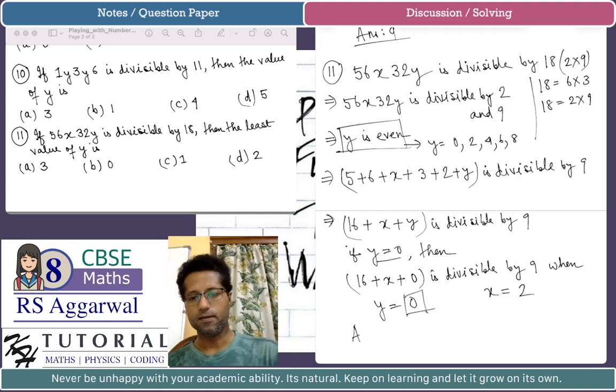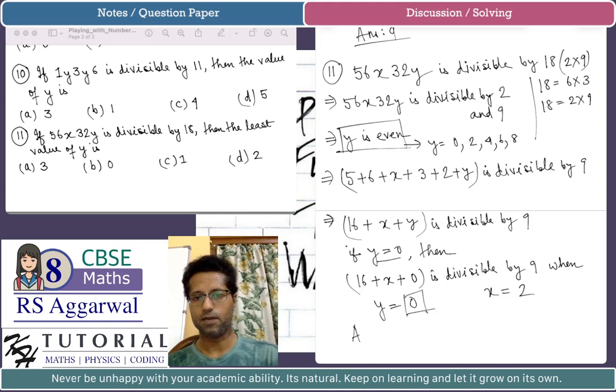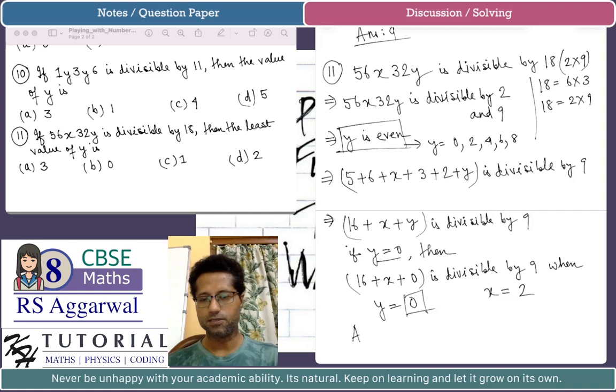And we can see that if we consider y equal to 0, we have found that y has to be even, because the given number has to be divisible by 2. The digit at the units place of the given number is y, so y has to be even. In that case, y can be the digits 0, 2, 4, 6, 8, and 0 is the minimum value of y. And we can clearly see that if we put y equal to 0, the number will be divisible by 9 if we consider x equal to 2. Okay, so the correct choice is B.